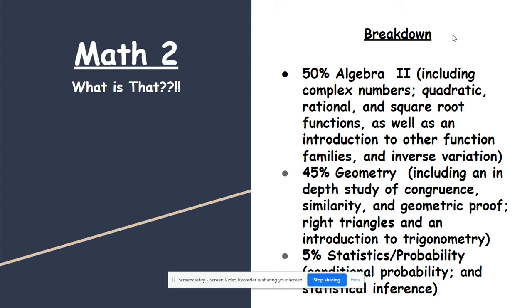So the algebra 2 topics that we spend time on, they introduce complex numbers. We spend a lot of time on quadratic functions, rational functions, and square root functions. And then they get introduced to other function families and inverse variation. The geometry topics that we study include congruence and similarity. We write proofs in this class. We also look into right triangles, and then we get an introduction to trigonometry from there. And then our final unit of the year, and just a very small part of the year, is our probability and statistics unit.